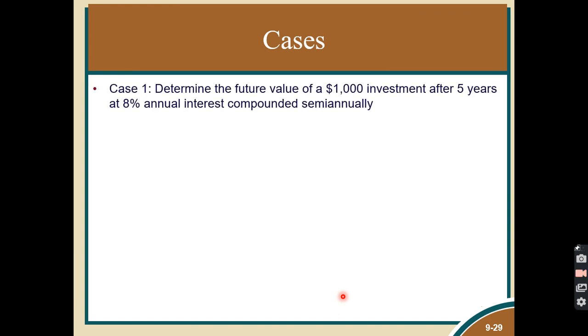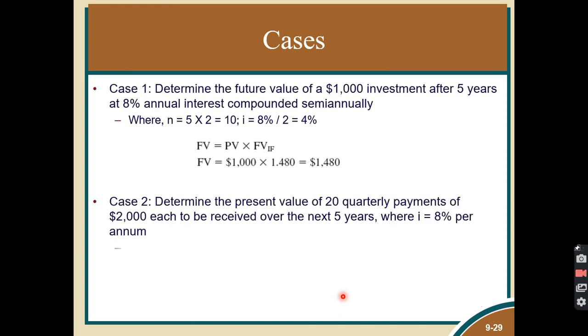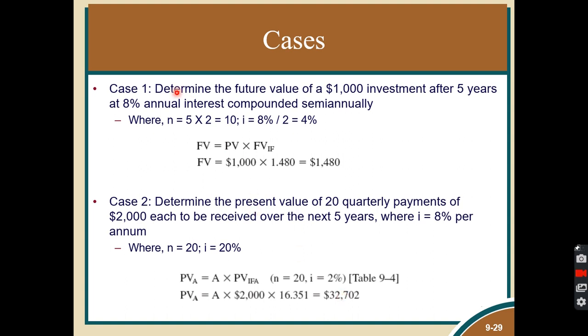So moving on, we have these particular cases. Let's try to simply understand how it works. Case 1: determine the future value of a $1,000 investment after 5 years at 8% annual interest compounded semi-annually. If semi-annually, your 5 years will become 10 periods and your 8% will become 4%. So how are we going to get that value? Let us try to compute the factor, because this is basically our consideration there. This is going to be a one-time investment, good for 5 years or 10 periods.